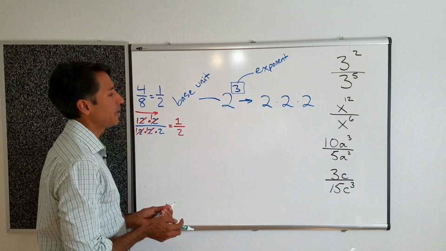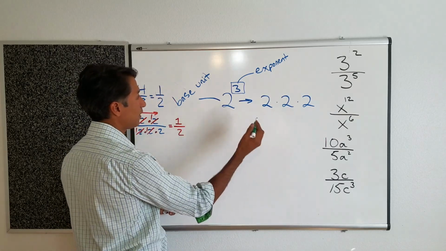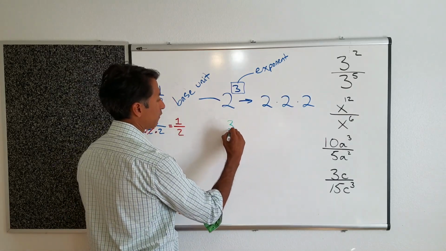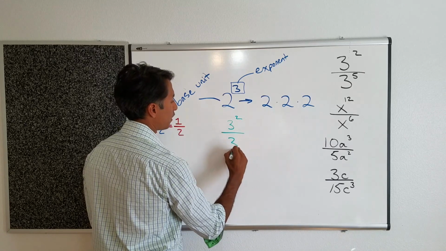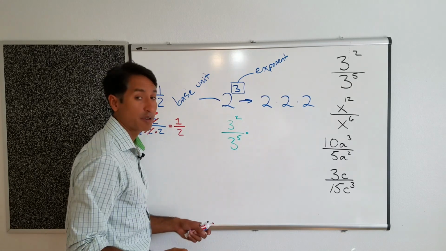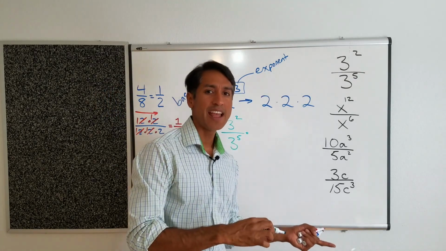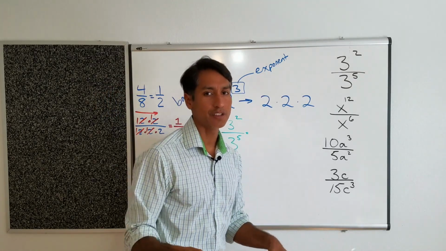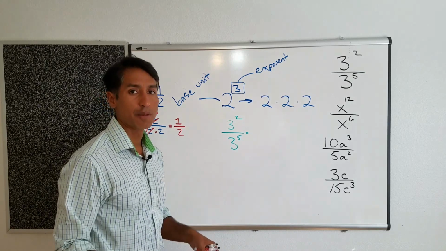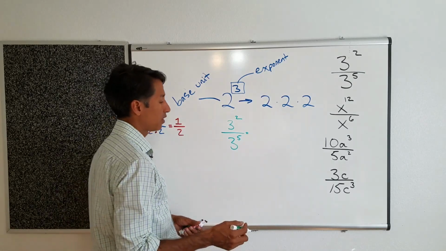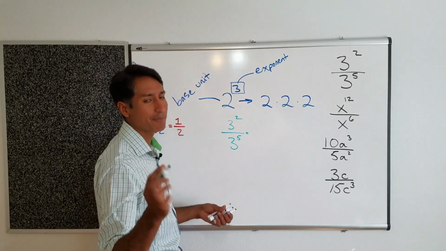All right, so let me start with that first one. I'm going to leave these up here just as points of reference. 3 squared over 3 to the 5th. Now, books and teachers are going to teach this 2 different ways usually. I think it's good to see it, and then if you're getting better at it, you can just start working through it in a little bit more of an efficient manner and reduce. And what I mean by that, well, you'll see.